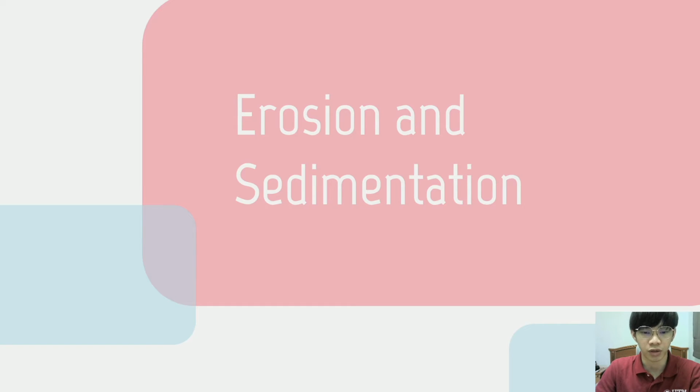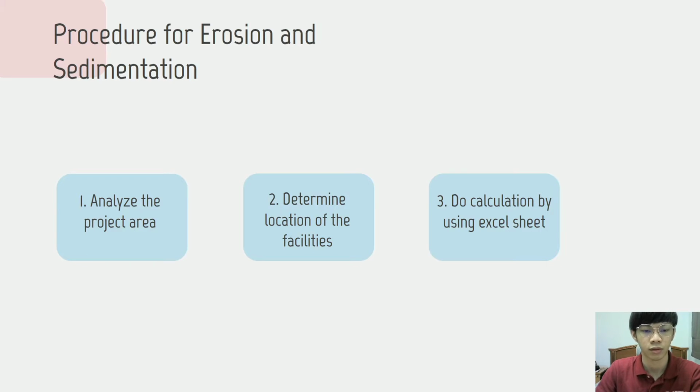Next, I will elaborate conceptually what I have done for the Erosion and Sedimentation department. There are 3 steps for the Erosion and Sedimentation department to fulfill their tasks. Analyze the project area, determine the location of the facilities, and do the calculation by using the Excel sheet.